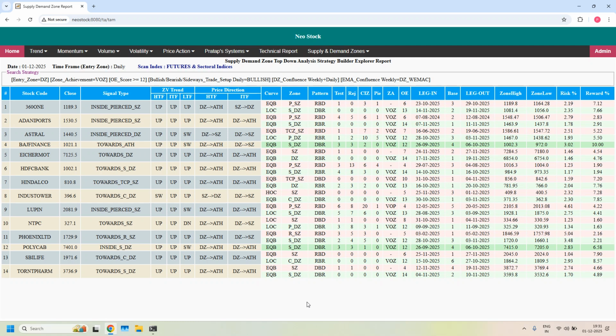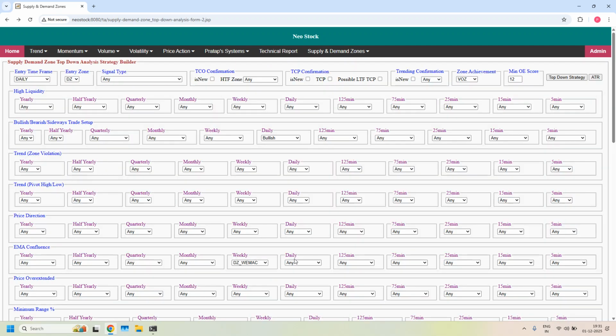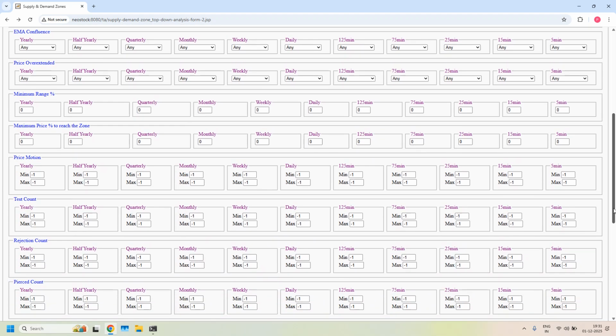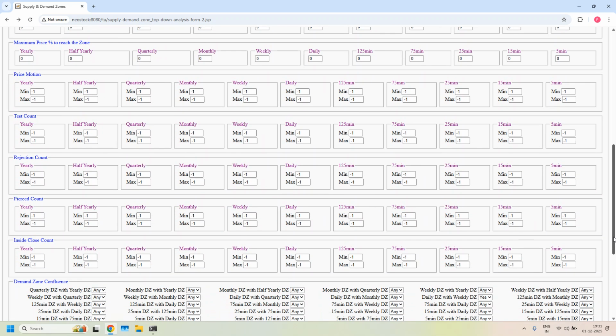Okay, this is the first report: bullish trade setup, monthly income trade. And let us generate the second report also, based on the second strategy. So I am going back, removing the ITF EMA filter because it is a first strategy specific parameter. Second strategy, first parameter: LTF, ITF and HTF demand zone confluence, that is daily, weekly and monthly demand zone confluence.